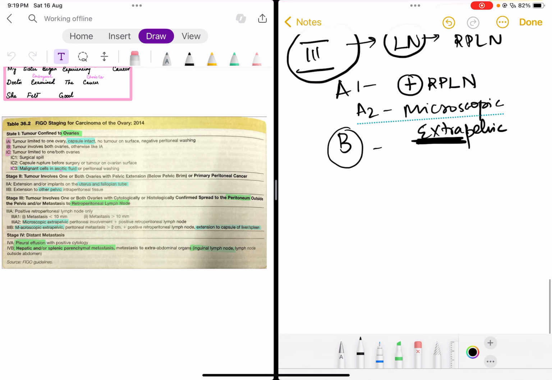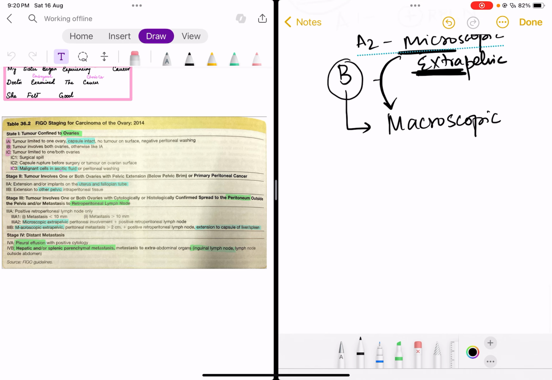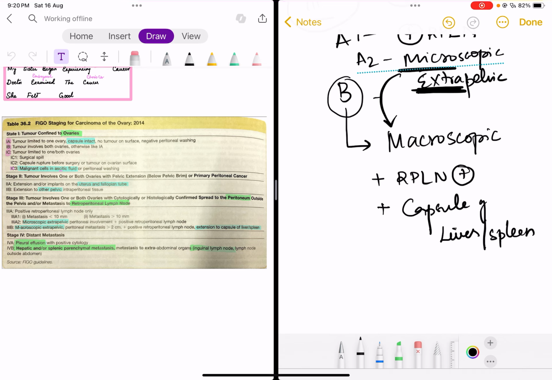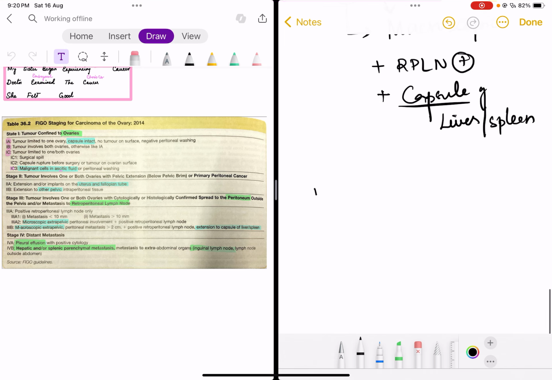What about stage 3B? 3B would be macroscopic. This is micro, this is macroscopic extrapelvic peritoneal mets with positive retroperitoneal lymph node, plus extension to, because this is extrapelvic, you'll add the capsule of liver or spleen. It does not involve the organ, which would account to stage 4. This is just the capsule. Next, moving on to stage 4, which is your distant mets.